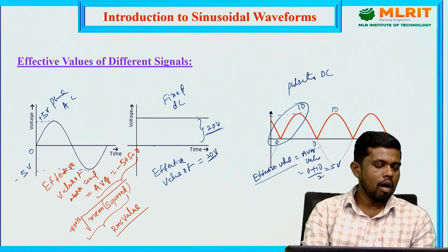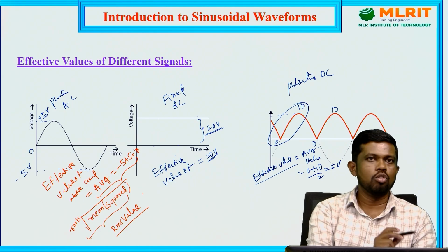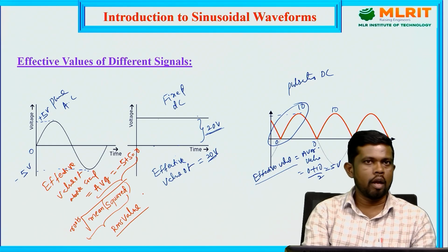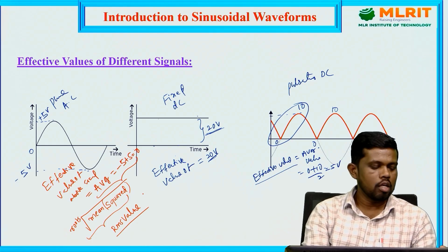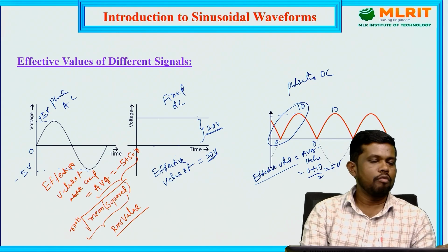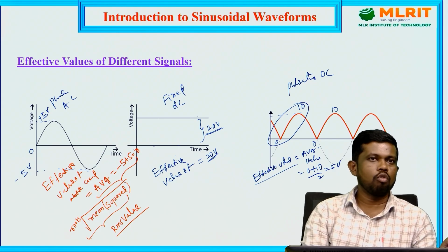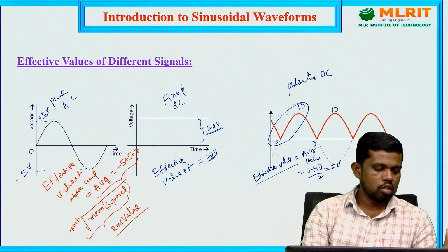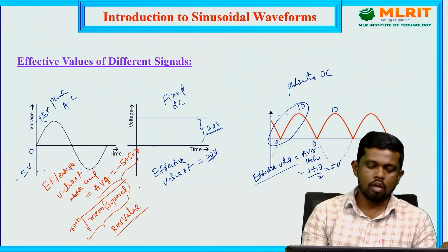So it is the square, then the mean of the above signal. Then based on that, we find the root. That corresponding quantity we consider as the RMS value. So the effective value of this time varying signal is the RMS value. This is the effective value of the signal.